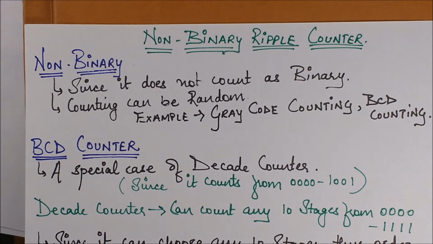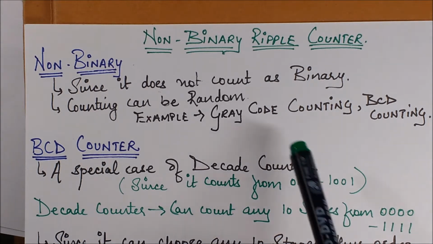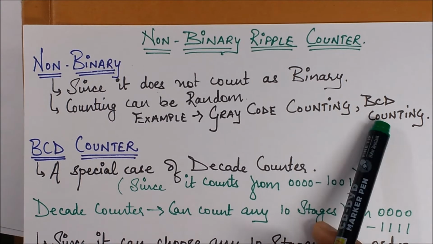what we did was we just counted in a normal counting fashion, like 0, 1, 2, 3, and so on, the way we do it in binary counting. So that was a simple binary counting technique. But now when I talk about a non-binary ripple counter, it basically means that the order may not remain the same as binary counting. The order may be some random one. Now what I mean by a random one is basically it could be a gray code counting or BCD counting.